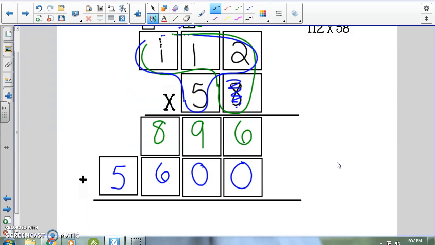Alright, so 6 plus 0 is 6. 9 plus 0 is 9. 8 plus 6 is 14. And we carry our 1. 5 plus 1 is 6. Our answer is 6,496 feet.